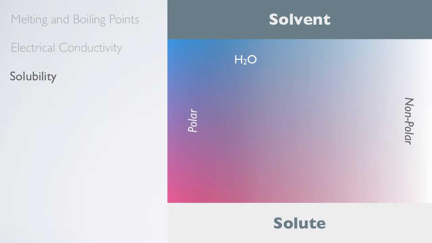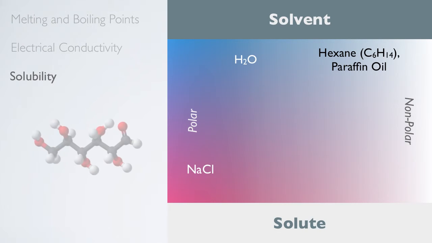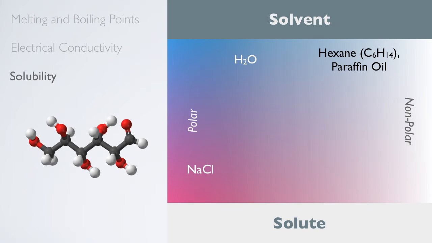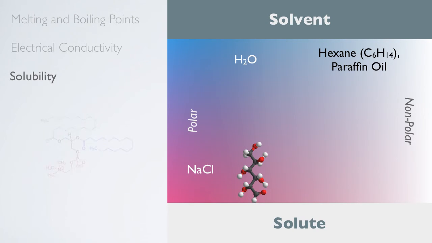Water is a polar solvent, while hexane and paraffin oil are nonpolar solvents. Salt, being an ionic compound, dissolves well in a polar solvent. Glucose, also a polar molecule, see all the oxygens bonded to hydrogen waiting to make hydrogen bonds, is also very well dissolved in a polar solvent such as water.